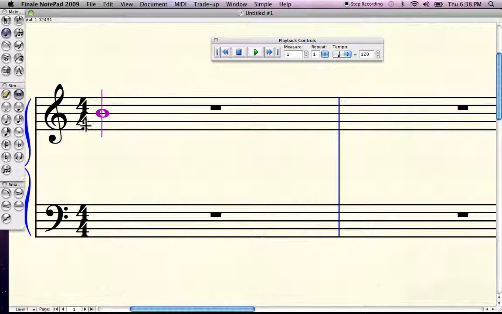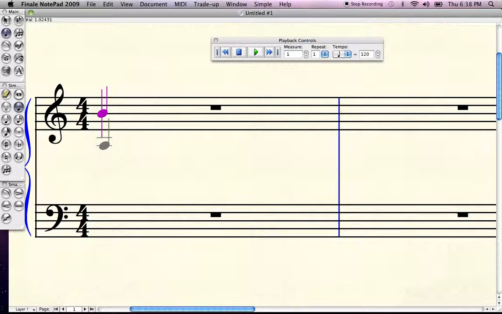Now, the bottom number, that's another 4. That means quarter note. Now, let's find a quarter note. Here's your quarter note. There's a quarter note. See that? So, there are 4 quarter notes in every measure. So, let's just put 4 quarter notes.